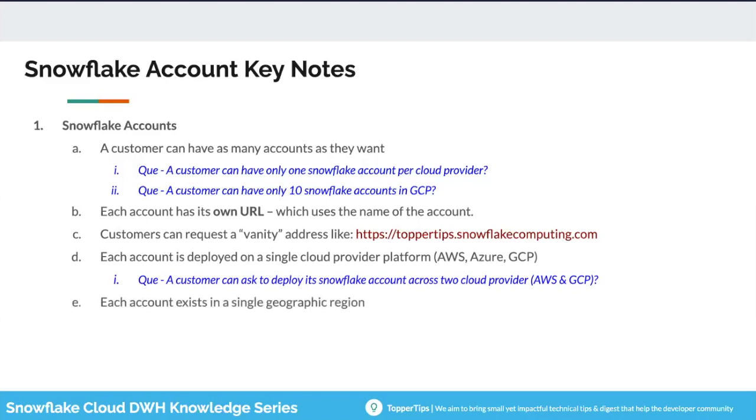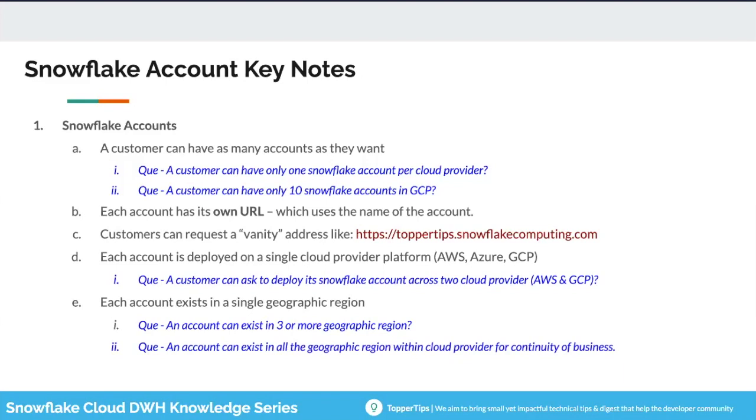Each account exists in a single geographic region. So you might be asked a question: an account can exist in 3 or more geographic regions. This is false. An account can exist in all the geographic regions within a cloud provider for continuity of business. This is also a false statement.